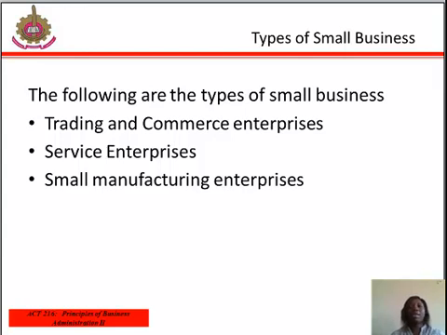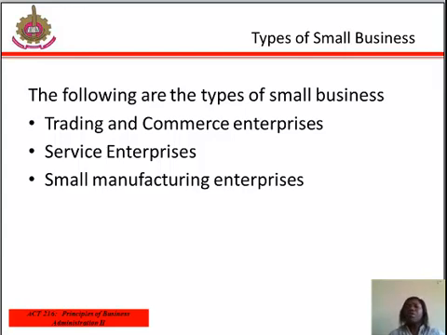Examples of service enterprises are a hairdressing salon, where you make your hair; shoe repairer shops, where you repair your shoes; a dancing theater, where a group of people entertain people with a dance; and a photographer shop, where you go to take your photo shots. And another type of small business is small manufacturing enterprises.